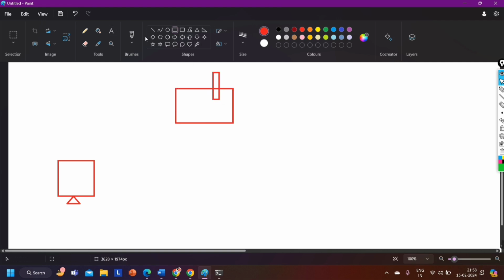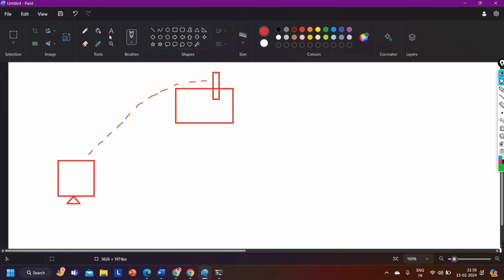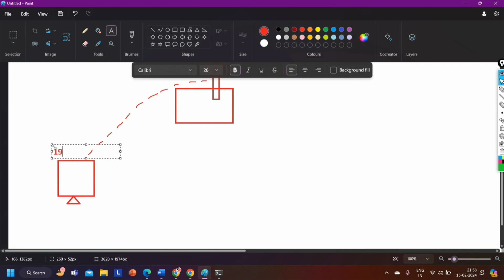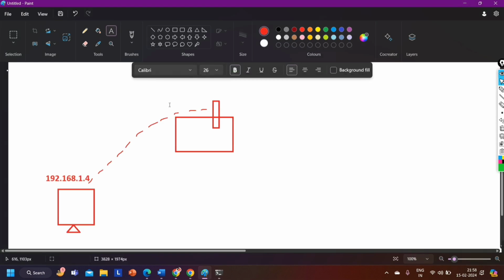This is my home router and both devices are connected together through radio frequency, through Wi-Fi. Getting my point? And what is the IP address of this NIC port? 192.168.1.4, correct? Here the IP address is 192.168.1.4. What is the gateway IP address? Gateway IP address means my router IP address. So my router IP address is 192.168.1.1.